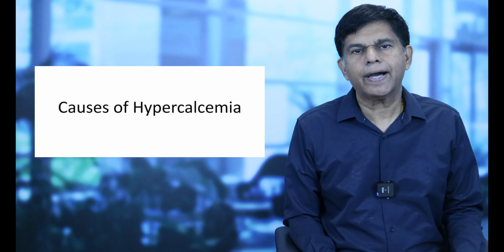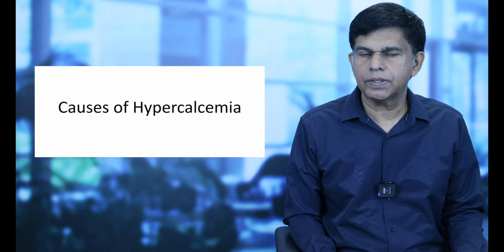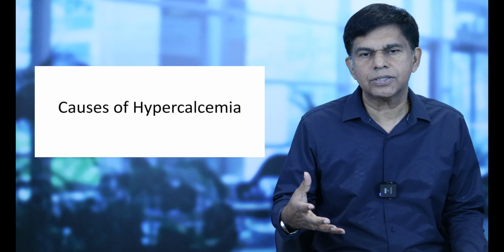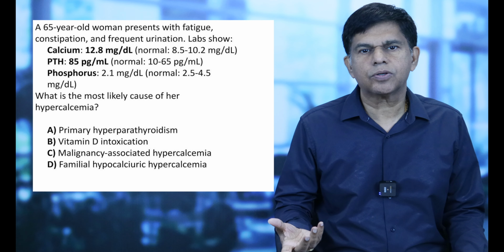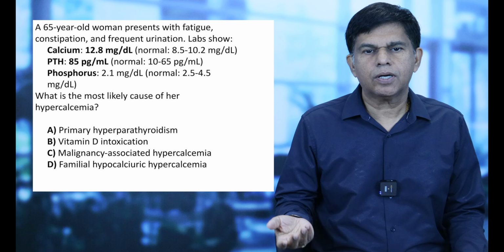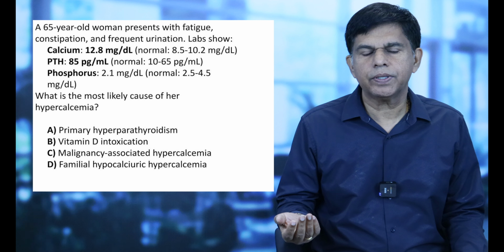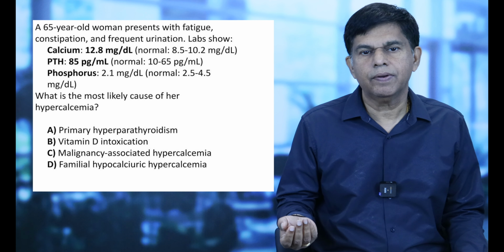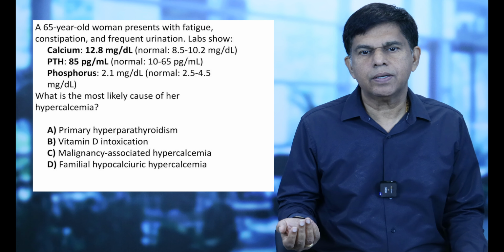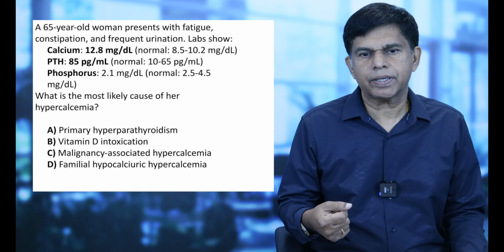Take your time, and these are the topics people usually miss in the in-service training exam score. So again, these are the topics you have to review before you go take it. Today's topic: causes of hypercalcemia. We start with a clinical case. A 65-year-old woman presents with fatigue, constipation, calcium of 12.8, PTH 85, phosphorus 2.1. What is the most likely cause of hypercalcemia?